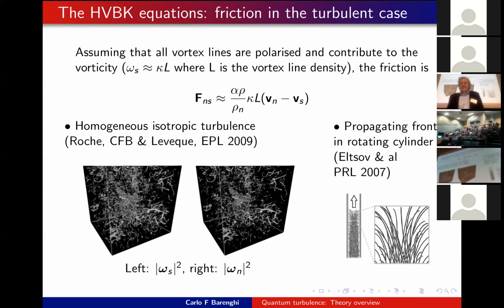On the right-hand side, I've chosen another beautiful example. It's the problem of the propagating front. This is an experiment which was done in Helsinki, in which one sees a vortex lattice system which propagates in a rotating container, making a front. It's moving upwards here, and you see a zoom of the end of the front, how the vortex lines fan out. By fanning out, they're also twisting themselves. But there is still a large amount of polarization here, so it makes sense to use this model.